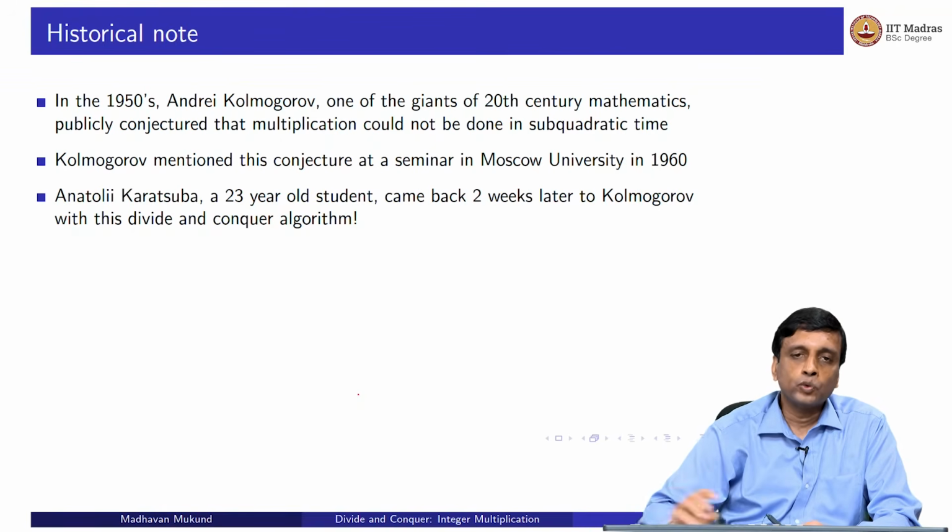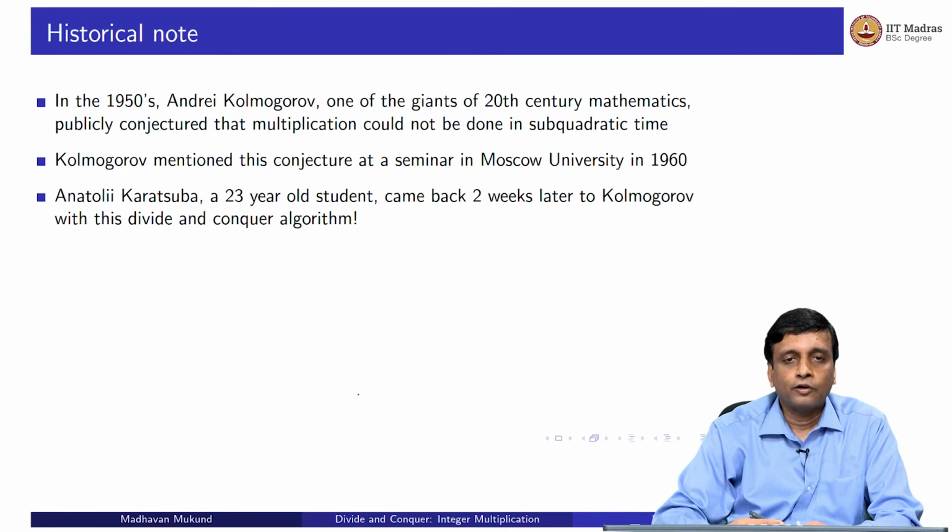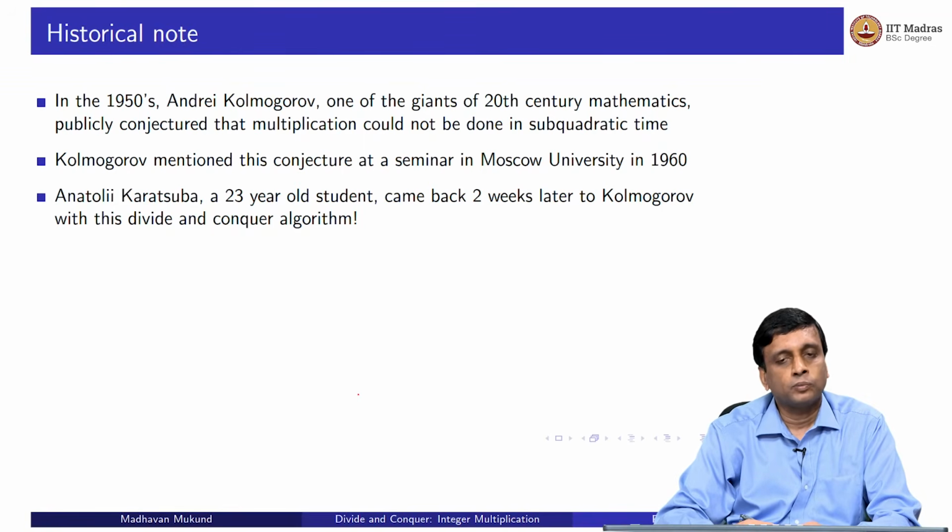So there was a young student in the audience, our friend Karatsuba, Anatoly Karatsuba. He was a 23-year-old student. So he was struck by this claim that you cannot do multiplication in less than n squared time, and he thought about it. Two weeks after Kolmogorov mentioned it in this seminar, remember that Karatsuba had not thought about this problem before until he was introduced to it by Kolmogorov.